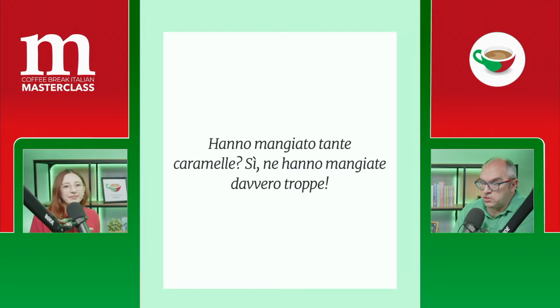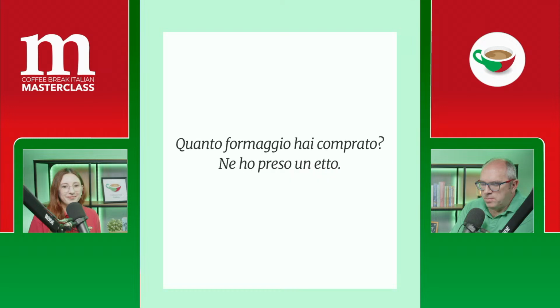Here's another example talking about sweets or candy. Hanno mangiato tante caramelle? Sì, ne hanno mangiate davvero troppe. So there we've got lots of agreements going on. Hanno mangiato tante caramelle. So have they eaten lots of sweets, lots of candies? Sì, ne hanno mangiate davvero troppe. So troppe has to agree, but also mangiate has to agree because of the ne. Exactly. Okay. Yes, we are still talking about caramelle, so feminine, plural, and therefore we have this agreement in place. Good. Okay. All good.